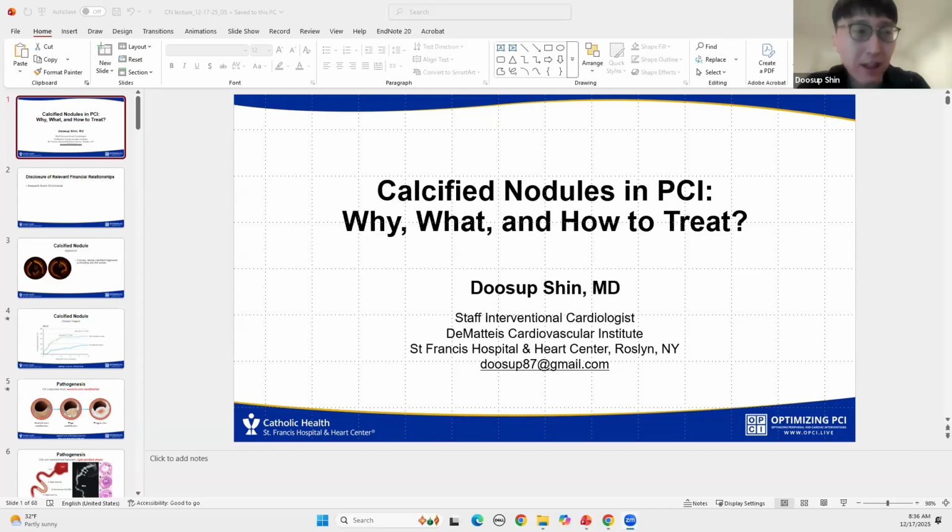Yeah, and I completely agree with Dr. Cortes, because the drug is not going to do that much if there's still a chunk of calcium. If there's a calcified nodule, the drug of the DCB will not go into the media. So you still need to prep the lesion, shave, and perhaps crack the calcium as much as possible, so that we can optimize the effectiveness of DCB treatment. Dr. Shin, thank you very much.